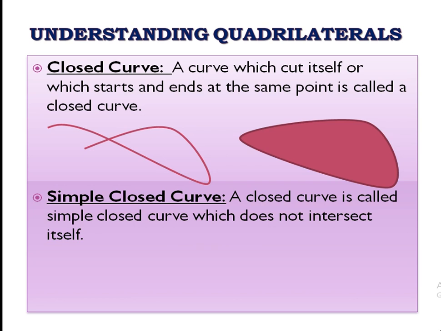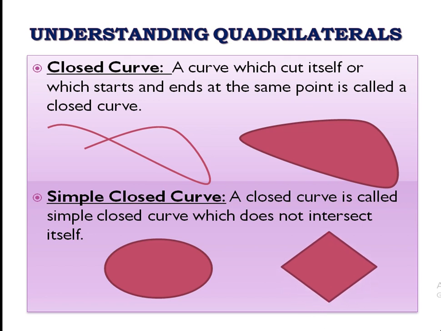Now simple closed curve. A closed curve is called a simple closed curve if it does not intersect itself. Here see the figure of a simple closed curve. Here it is a circle. Here it is a square. Okay students, right?